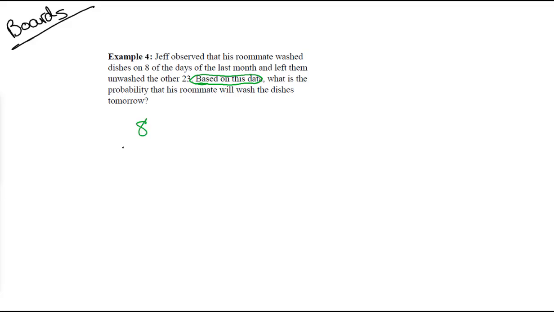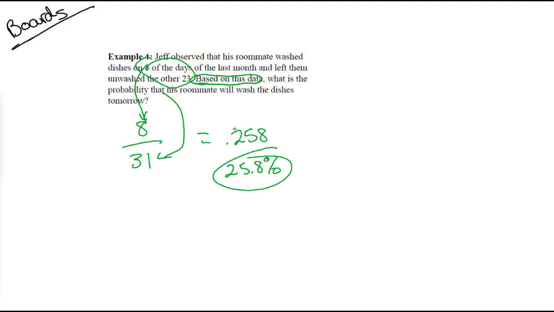Well, he washed them 8 out of the 31 days, and that's it. The 8 comes out of here. The total is the 8 and the 23 coming, goes on the bottom, and we punch that into the calculator and get 0.258. So he's washed them 25.8% of the time. That's our best guess for the probability that he'll do the dishes tomorrow.